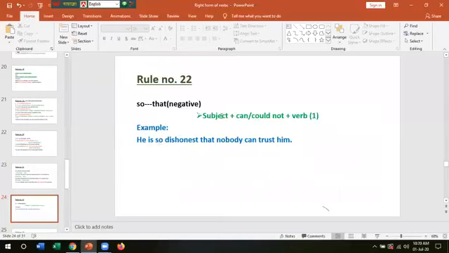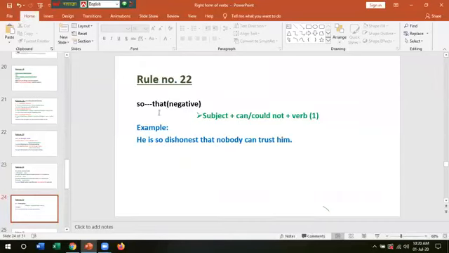Then rule number 22. So ... that. If you find so ... that in a sentence, then remember that it will mean negative. He is so dishonest that nobody can trust him.